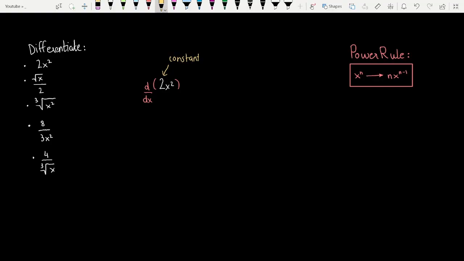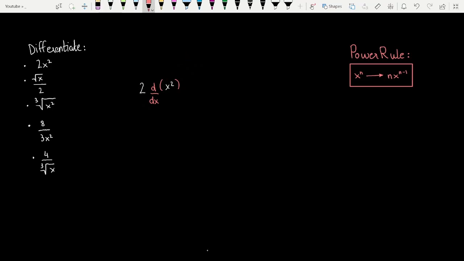And so whenever you're differentiating and you have a constant, you can basically pop that constant outside of the differential operator. What I mean by that is I can pick this 2 up, take it over here, and go back to differentiating that x squared. Now this 2 is of course going to multiply whatever the answer is going to be. So now we simply just need to differentiate x squared.